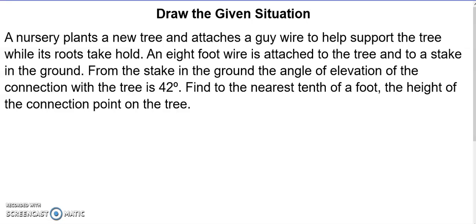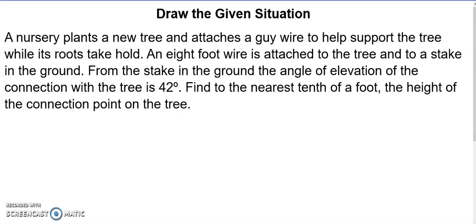A nursery plants a new tree and attaches a guy wire to help support the tree while its roots take hold. An 8-foot wire is attached to the tree at a stake in the ground. From the stake in the ground, the angle of elevation of the connection with the tree is 42 degrees. Find to the nearest tenth of a foot the height of the connection point on the tree.